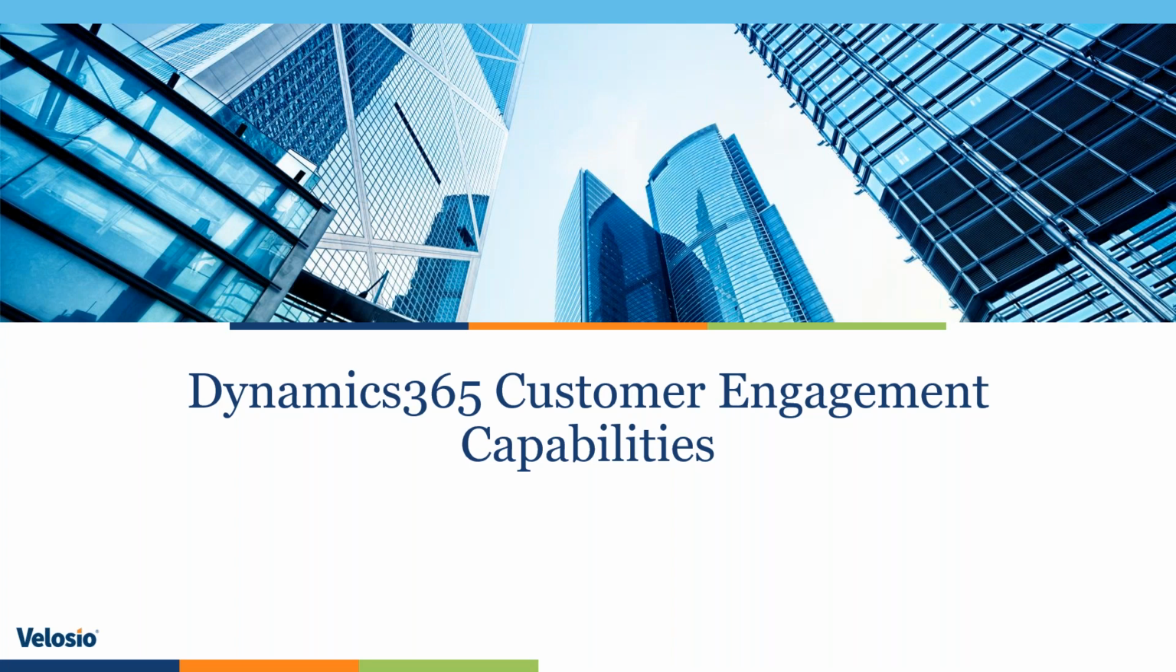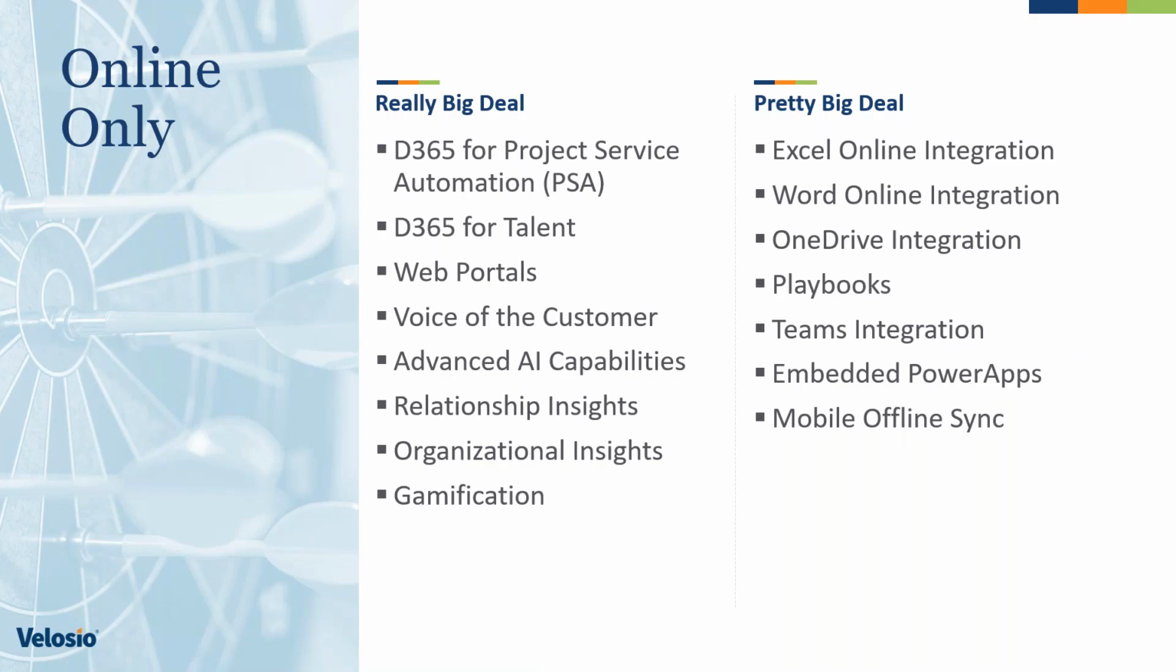And so what I have here is a list of all of the different things that today are available online but aren't available on premise. Some of these may never be available on premise. Some of them Microsoft may decide to make on premise, but some of them may never be available. And some of them are included in D365 Online as well. Not all of them, but some of them are.